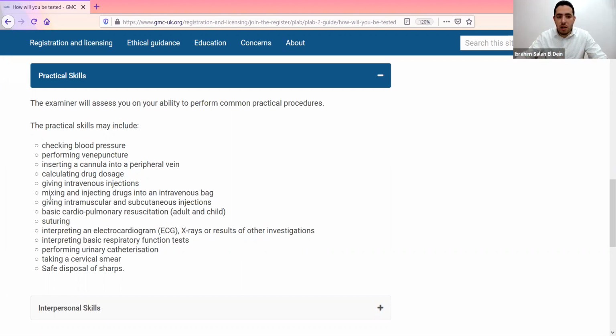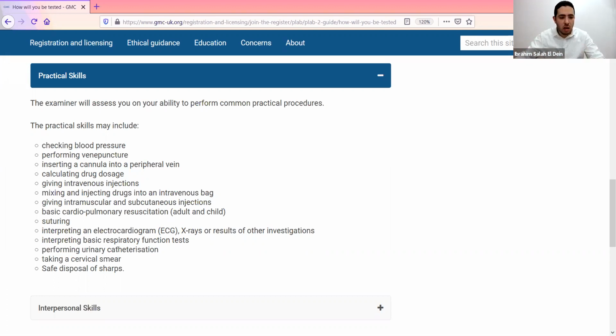Giving intravenous injection, mixing and injecting a drug into an intravenous bag, giving intramuscular and subcutaneous injection, basic cardiopulmonary resuscitation, suturing, interpreting an electrocardiogram, and sometimes you need to read the ECG. Sometimes, like in some stations, you need to read the X-ray. Maybe you have a child with a fractured humerus. Okay. Sometimes you need to read the ECG because the whole station is about ECG teaching to a nurse or even a medical student.